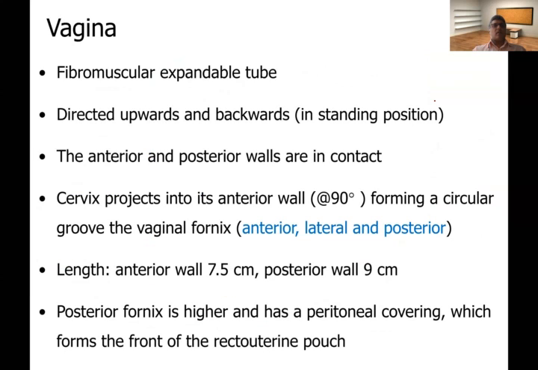Then the vagina, which is a fibromuscular expandable tube directed upwards and backwards in the standing or erect posture. The anterior and posterior walls are in contact, so it's flattened anteroposteriorly like a sheet. The cervix projects into its anterior wall, like this. So the anterior wall is shorter compared to the posterior wall. It's 7.5 centimeters to 9 centimeters.